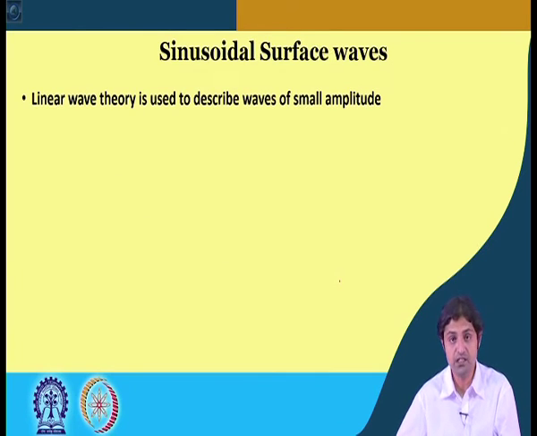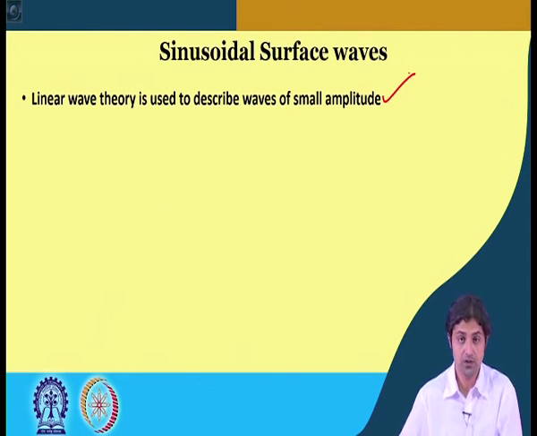So, actually linear wave theory is used to describe waves of small amplitude. We will study the basics of linear wave theory as a part of inviscid flow. We will study the potential flow theory there, and there we will see in detail this linear wave theory. This is going to be one of the last modules of this course.